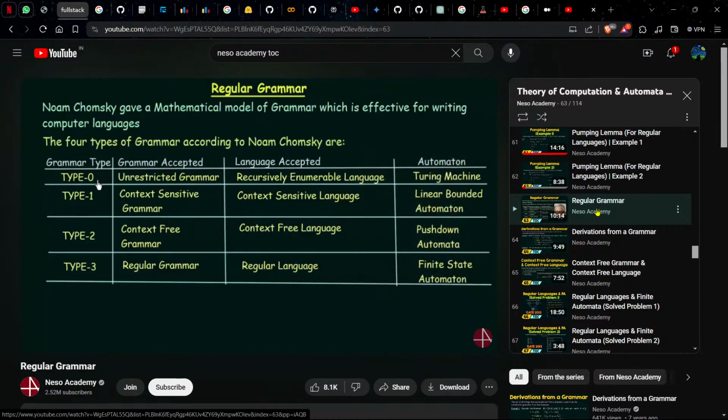The types of grammar according to Noam Chomsky are type 0, type 1, type 2, and type 3 grammars. We will discuss them starting from the bottom. So first let's see type 3 grammar. In type 3 grammar, the grammar accepted is regular grammar, which we will be studying in this lecture, and the languages accepted are regular languages, which we have already studied in the previous lectures. The automaton used for designing this kind of grammar is the finite state automaton, or finite state machine, which we have already studied in the previous lectures.